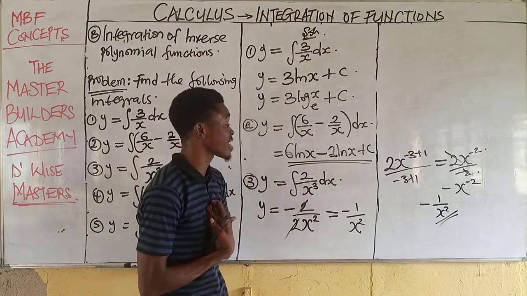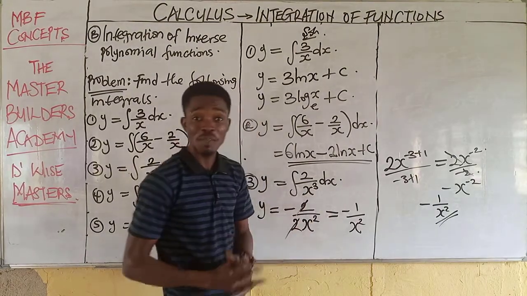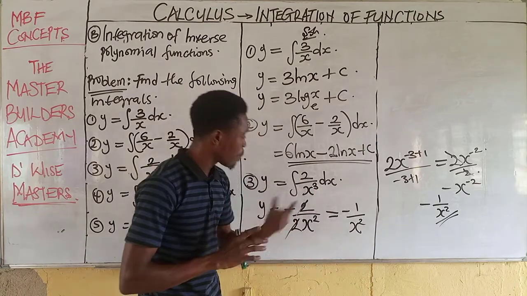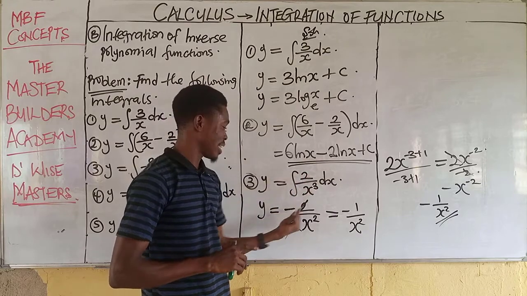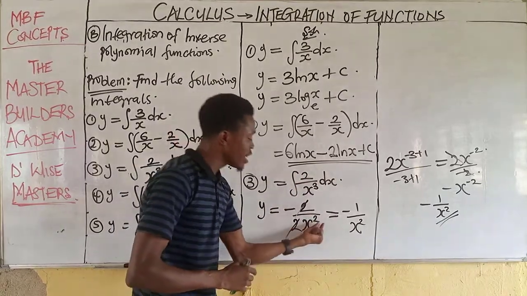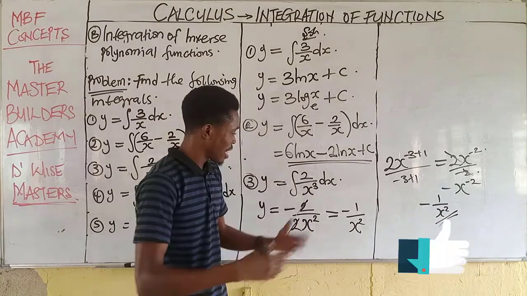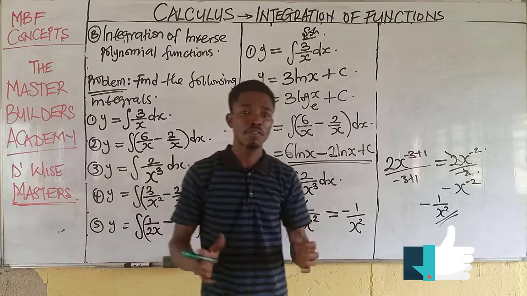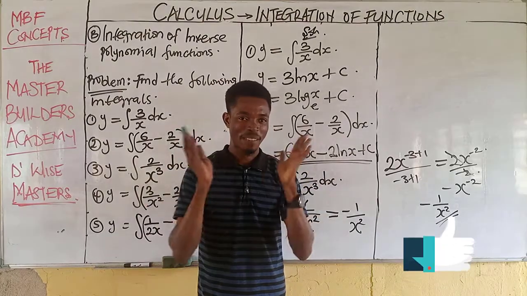So what do you do? First is to identify the power of x at the denominator. If it's more than 1, multiply the numerator by negative 1. Then reduce the power by 1. Take the new power as the coefficient of the x. And that's all. If there is a possibility of canceling out, you do that and you have your answer. Is this wonderful? I think I deserve a round of applause.